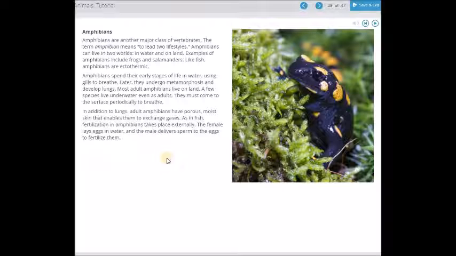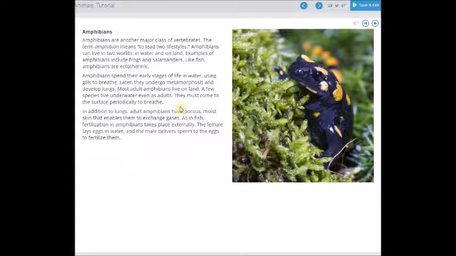So amphibians lead two lives. That's what the term amphibian means, and it's kind of weird because they literally meet this characteristic in several ways. They're ectothermic, which means they're just like fish. They're what we would call cold-blooded. What ectothermic means is that if the temperature outside goes down, their body temperature goes down. If the outside temperature goes up, their body temperature goes up. They don't regulate their body temperature.